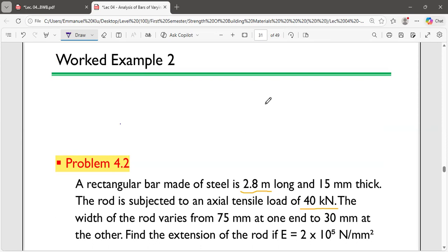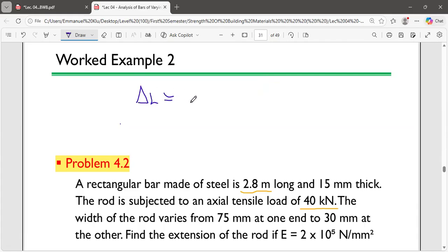So you see, this question is also very straightforward. Because it's a rectangular bar, it's just straight, so we are going to adapt the use of this formula. For our change in length this time, this time it's no more 4PL. So you see our change in length, we're going to be using this formula.